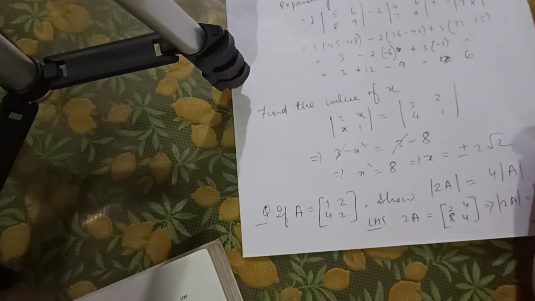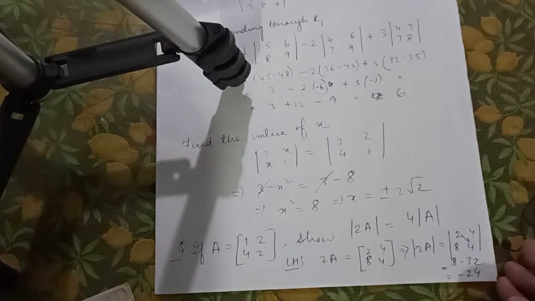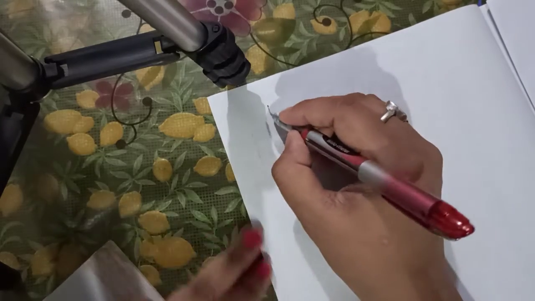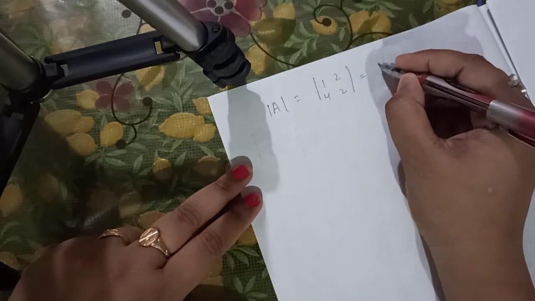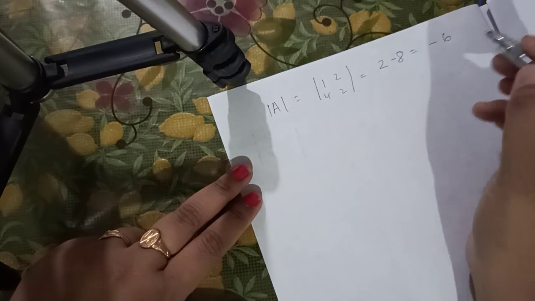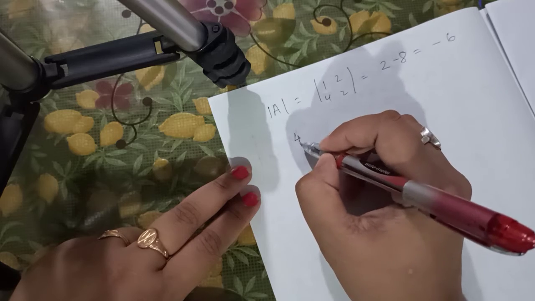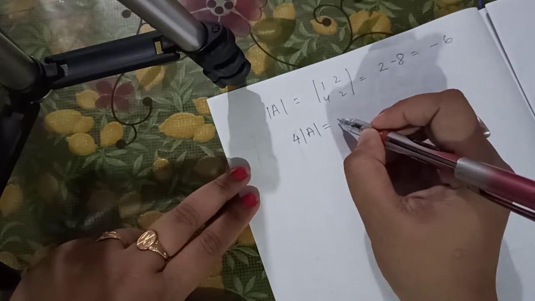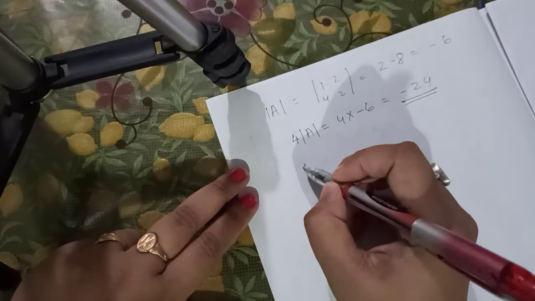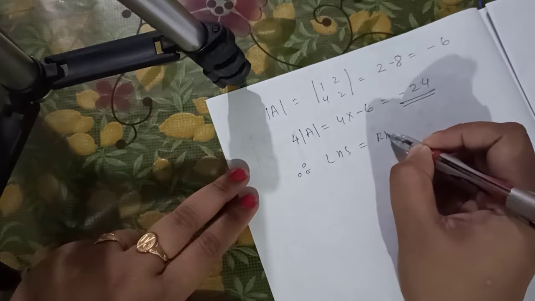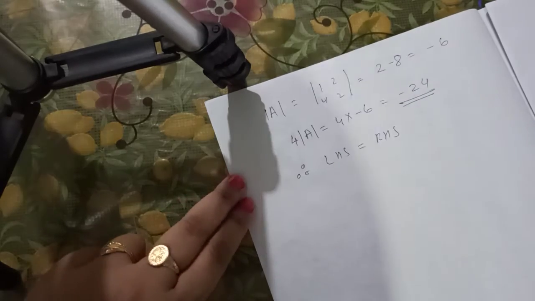Then on the right hand side, you first find the value of determinant A and then multiply with 4. Determinant A is given as 1, 2, 4, 2. That is 2 minus 8, which is coming to be minus 6. If you multiply 4 times this determinant A, it is 4 into minus 6, which is also minus 24. Therefore I can say the left hand side is equal to the right hand side.